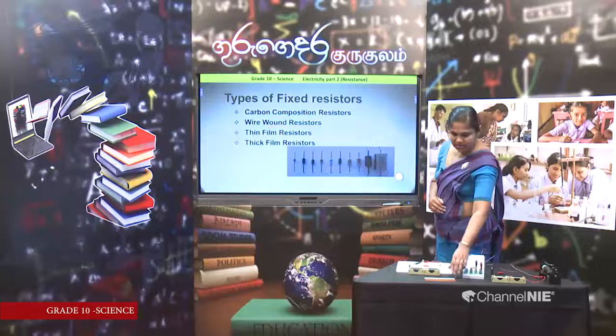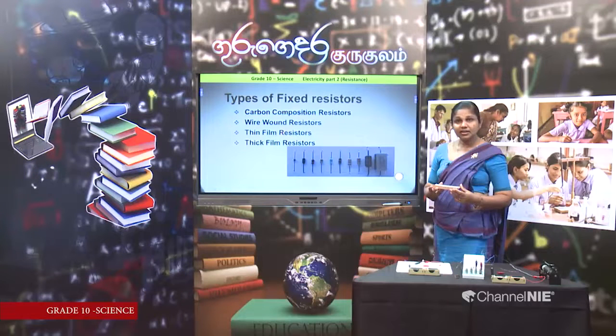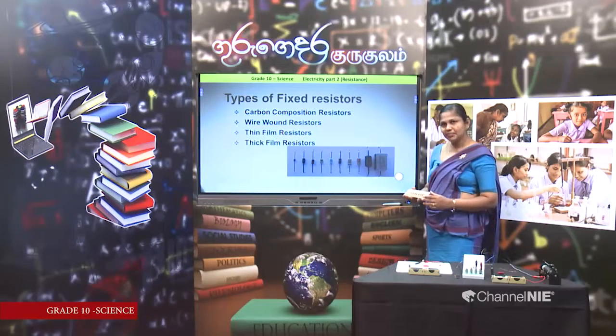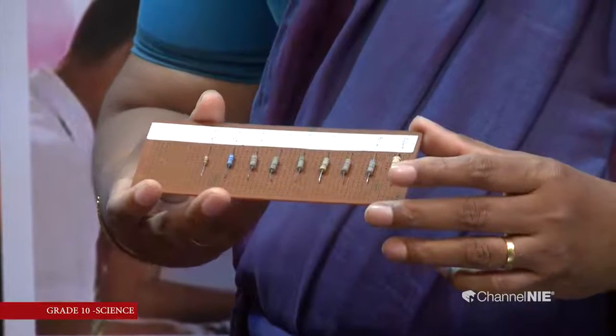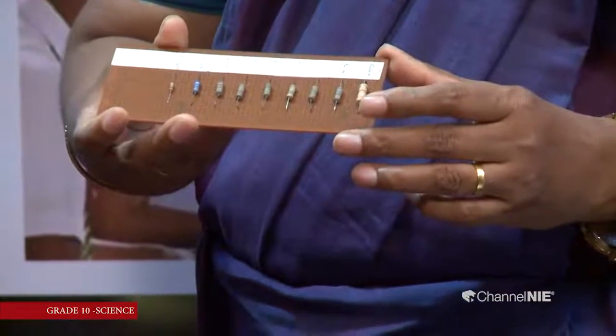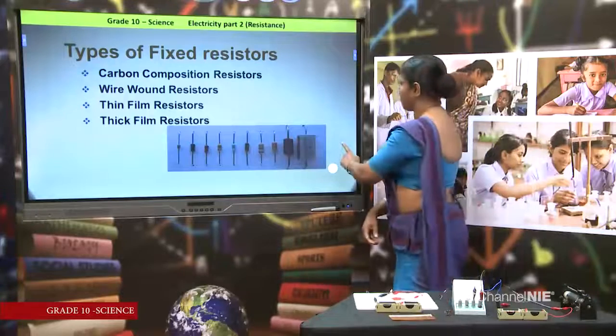Here I have some fixed value resistors in my hand. You can see these different fixed value resistors. On these resistors, children, you can see some color bands. I'll explain later what's the meaning of printing different color bands on these resistors.